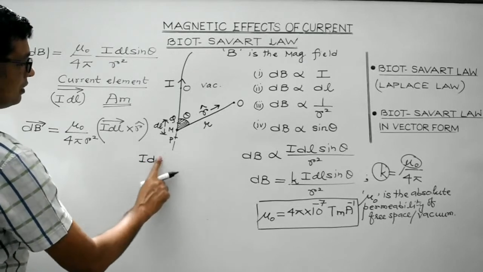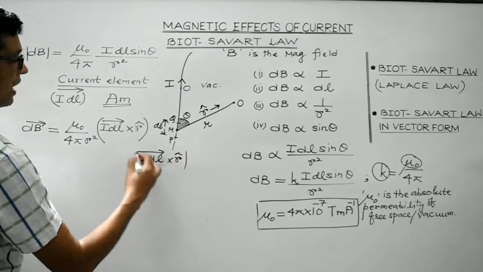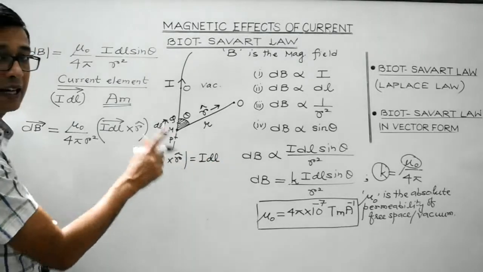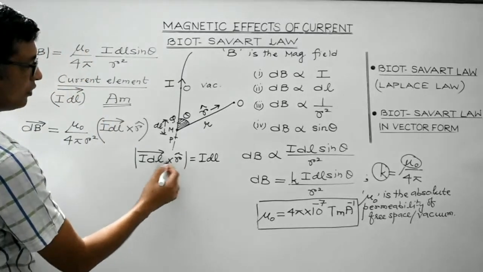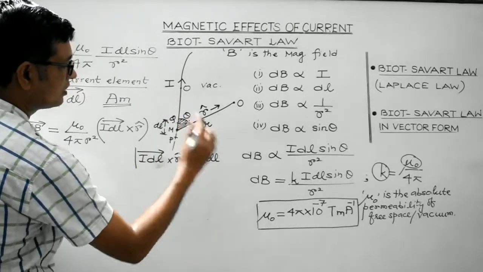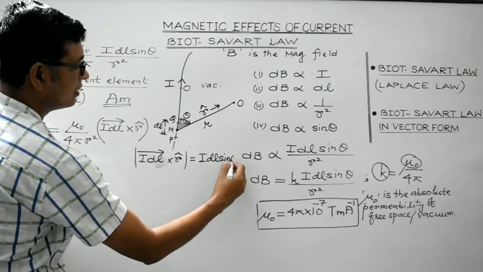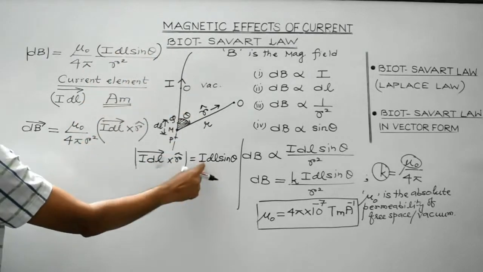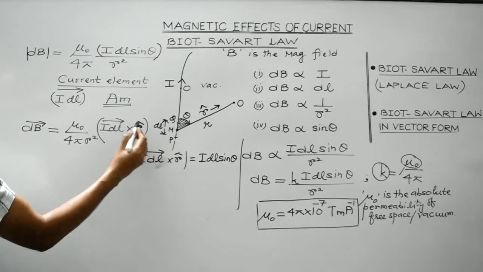So I dl vector, this is the current element, cross r cap in magnitude. It will be equal to I dl magnitude. The magnitude of r cap is 1. The magnitude of unit vector is always unity. And what's the angle between them? Theta. So the angle between them is theta. So A into magnitude of B and sine theta. This is sine theta. So this is what I have done. In place of I dl sine theta, you can represent it as I dl vector cross r cap. Right? This is I dl vector cross r cap.